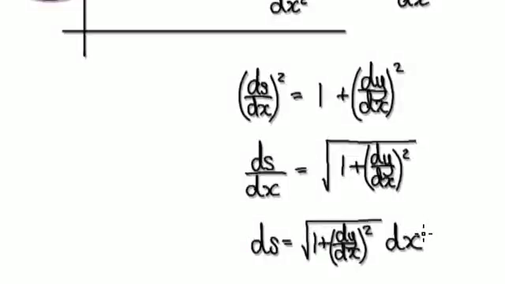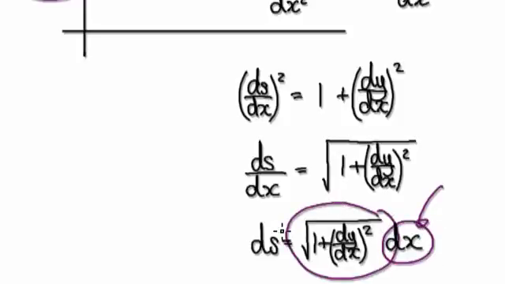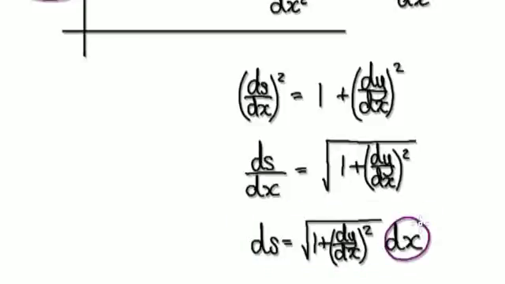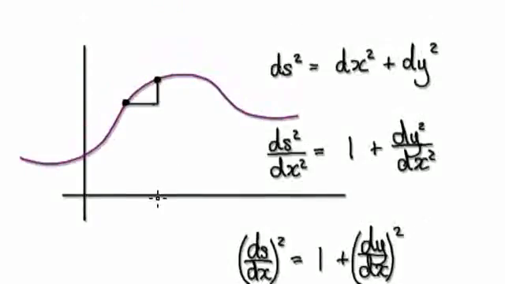So when you come to read this, what it's saying is that a small change in the x direction, combined with this thing, will result in this small change in the actual path. So what this is saying is a small change in dx.